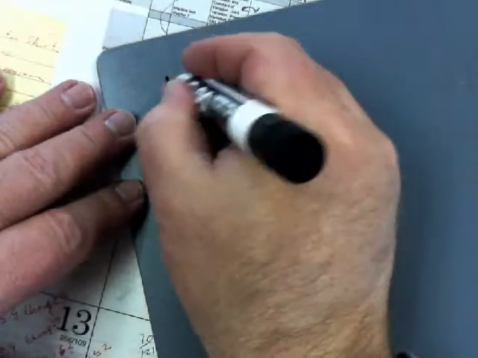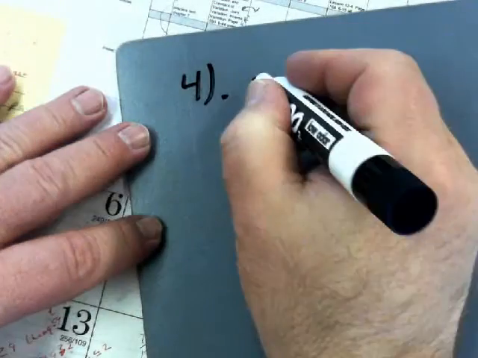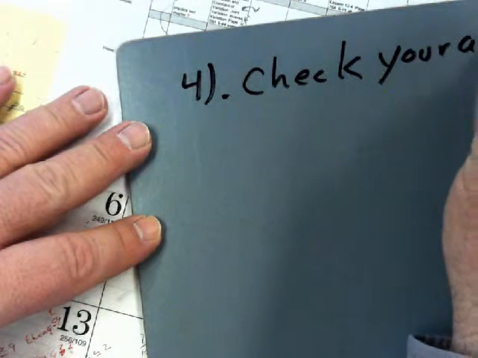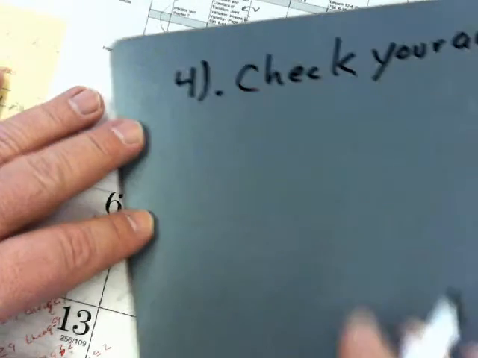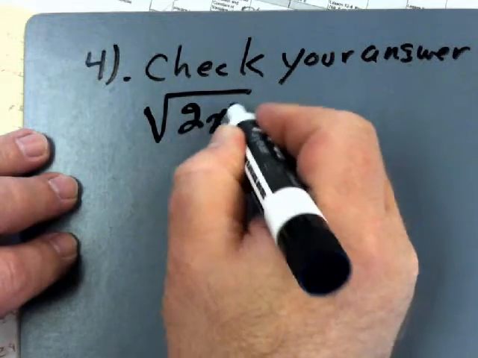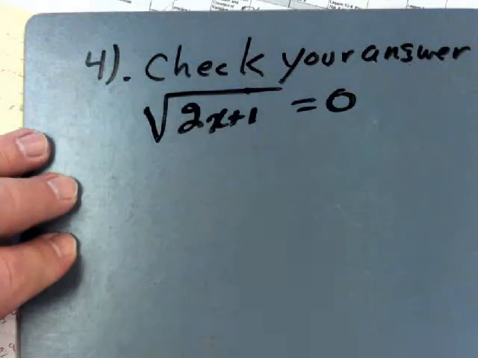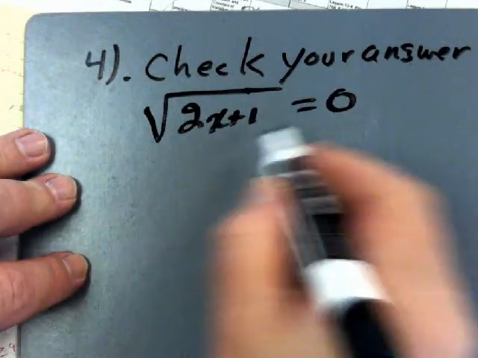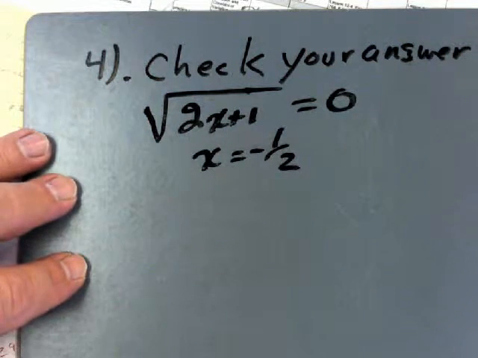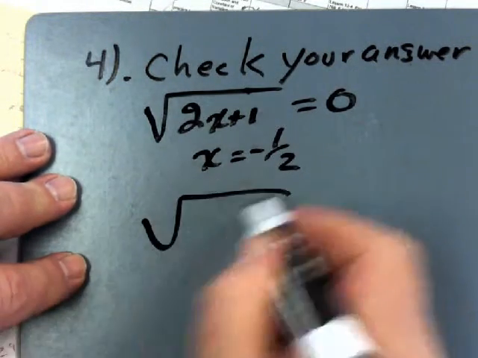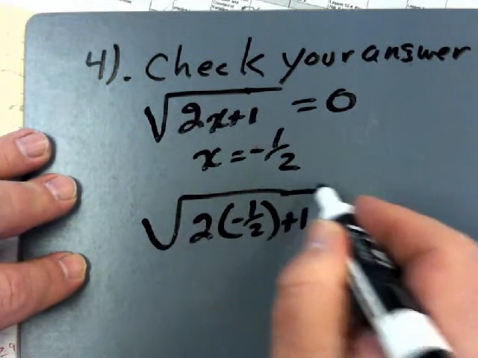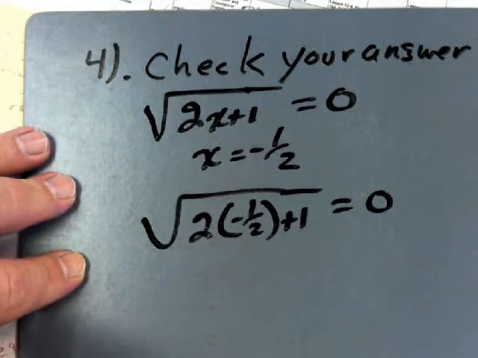So the fourth step is basically check your answer by putting the answer that you have back into the original problem and see if it makes sense. So we had that x was equal to a negative 1/2, correct? So put it back in, which means that I have 2 times a negative 1/2 plus 1 equals 0. Well, what's 2 times a negative 1/2?